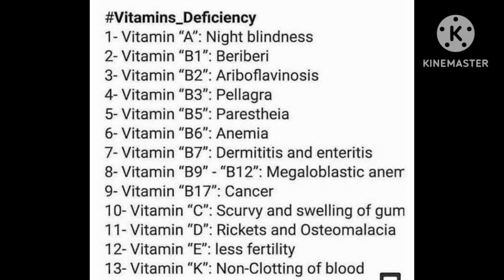Then another source of vitamin D is fish. Okay, sunlight, fish and egg yolk. And if vitamin D is not available in your body, meaning deficiency of vitamin D, then what will happen? What will be the name of the disease? Which disease will take place? The disease name is rickets. Rickets means bone deformities in children.